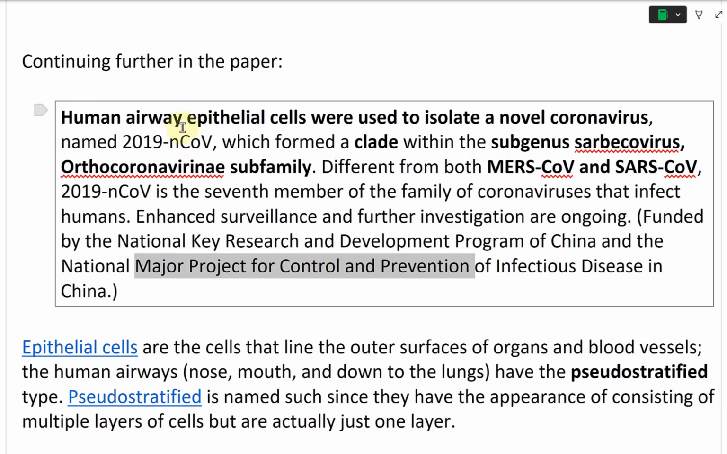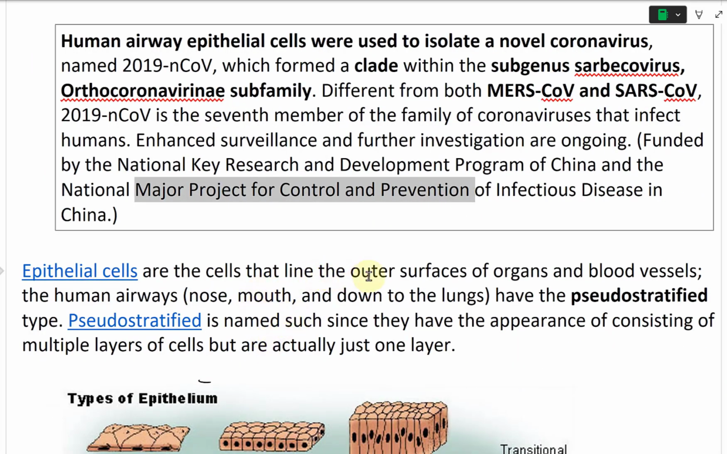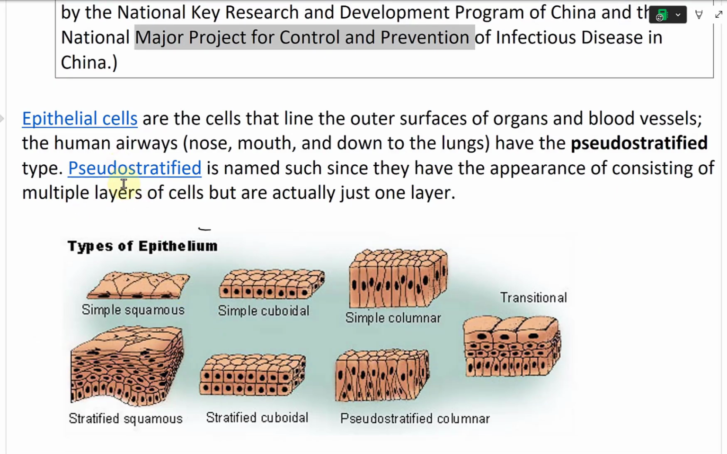So epithelial cells right here. Epithelial cells are the cells that line the outer surfaces of organs and blood vessels. And the human airways, so this is human airway, nose, mouth, and down to the lungs. These ones have the pseudostratified type of epithelial cells. And pseudostratified is named such since they have the appearance of consisting of multiple layers of cells, but are actually just one layer. And here are types of epithelium.